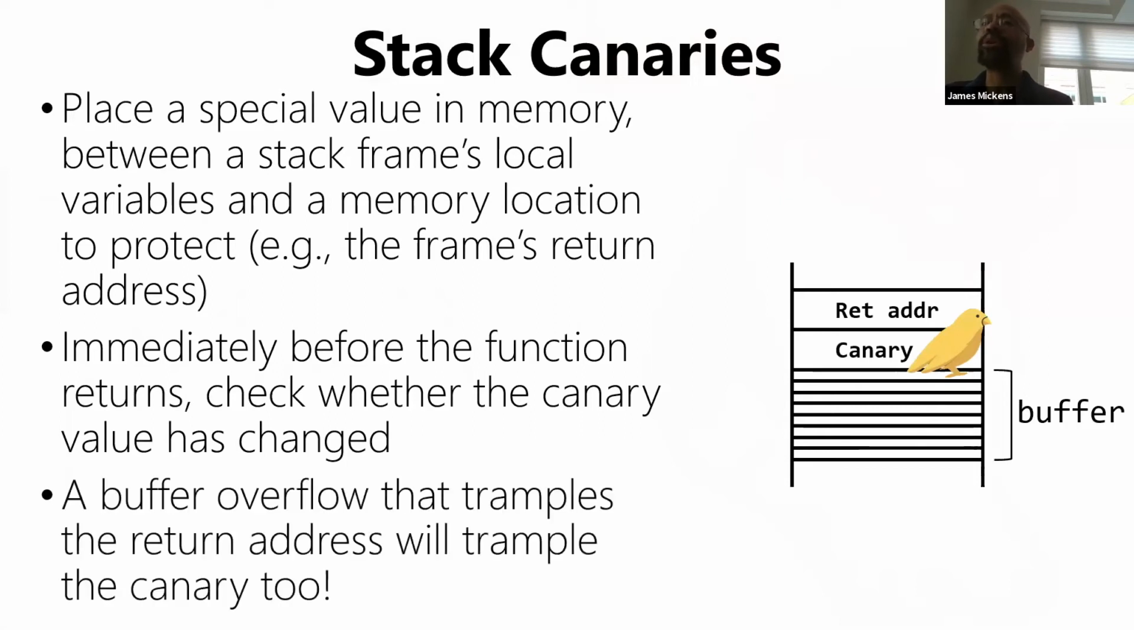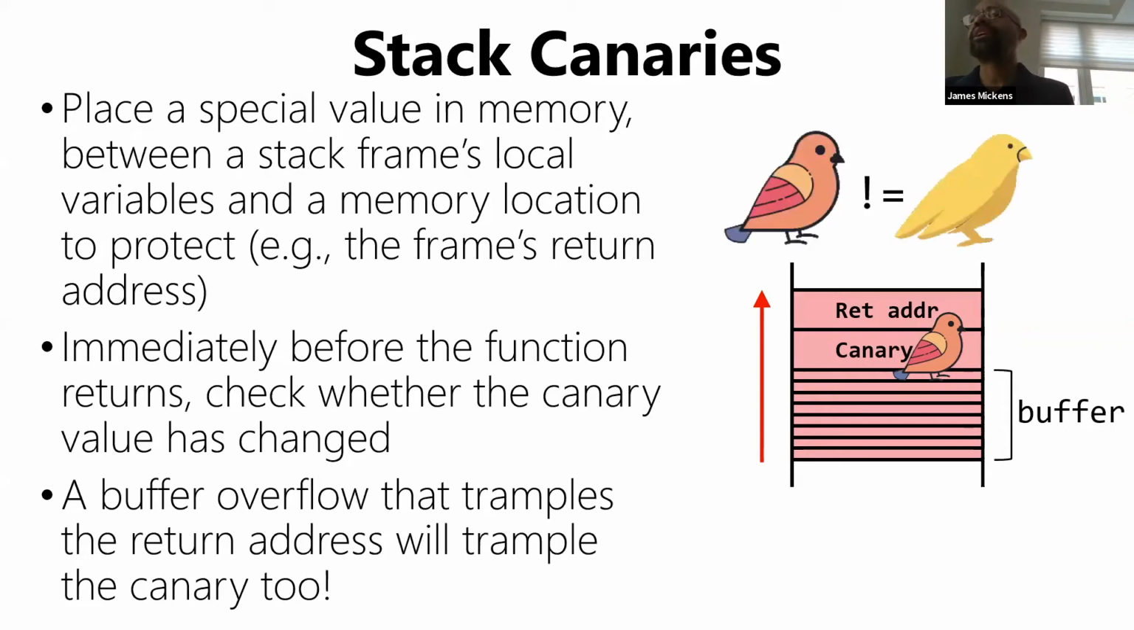And so a buffer overflow that needs to get to the return address is going to trample the canary too. As we see the buffer overflow going upwards in memory, we see the canary value being changed to some attacker controlled one. And so then what the system can do is notice, at the moment that a function returns, hey, this red bird does not equal this yellow bird. So some type of bird-based crime has occurred. Time to call the authorities.